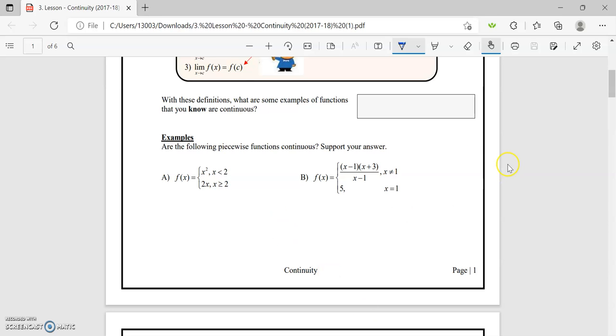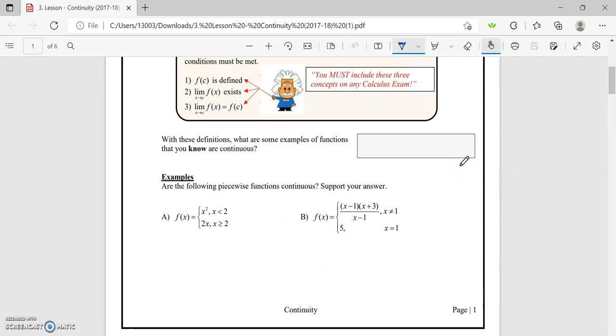We take a look at this. Let's go through this step-by-step process. f of c is defined. So what that's saying is f of c, being that 2 that we're focused at, so f of 2. What is f of 2? Well, we plug it into the bottom of our piecewise because that fits the domain criteria. So f of 2 is 4.